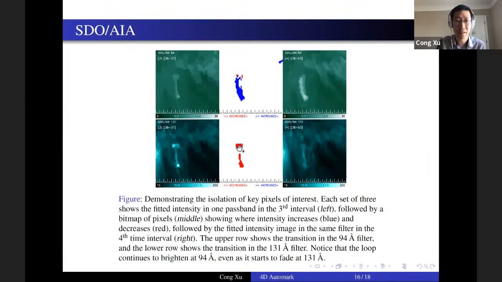So similarly, we can see there is an obvious decrease in the intensity. So yeah, that's the idea of this method.